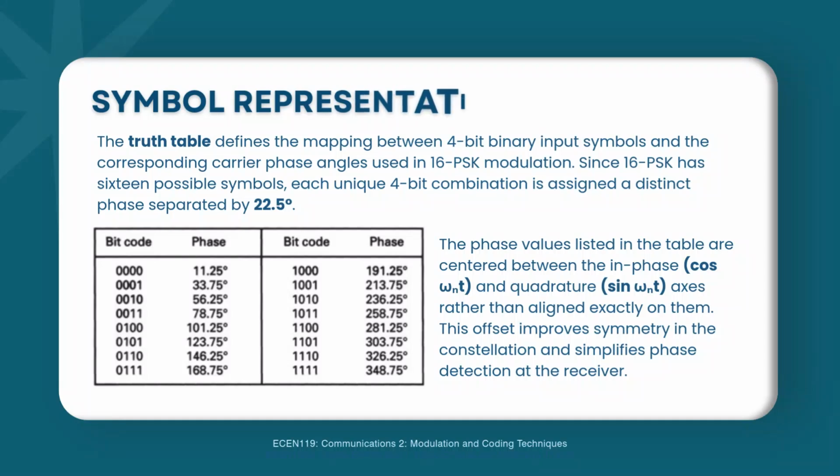For the symbol representation of 16 phase shift keying, the truth table defines the mapping between 4-bit binary input symbols and the corresponding carrier phase angles used in 16 PSK modulation. Since 16 PSK has 16 possible symbols, each unique 4-bit combination is assigned a distinct phase separated by 22.5 degrees. Phase values listed in the table are centered between the in-phase, or cosine, and quadrature, or sine, axes rather than aligned exactly on them. This offset improves symmetry in the constellation and simplifies phase detection at the receiver.